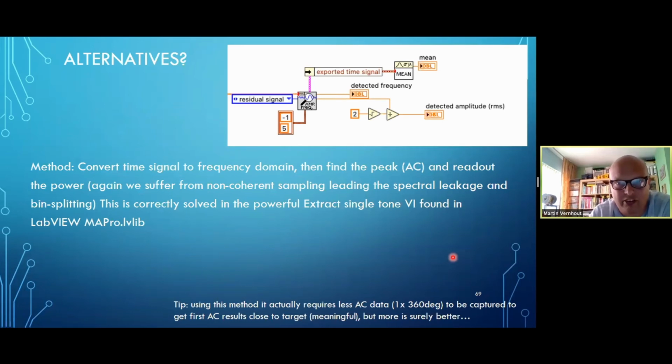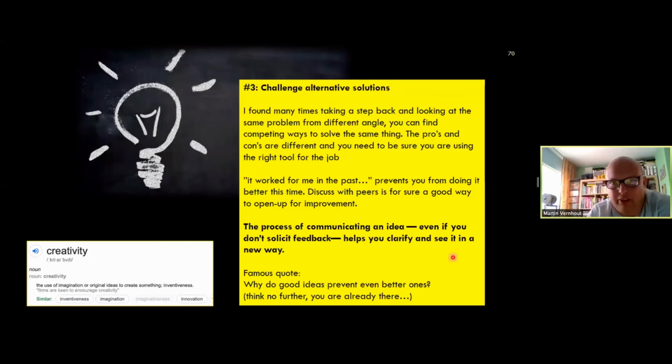Alternatives? Yes, there are always alternatives. The first one is to find or convert to the frequency domain. Basically operate an FFT, and then search and collect the power, and then you know what the frequency is and what the level is. Right, challenge alternative solutions.